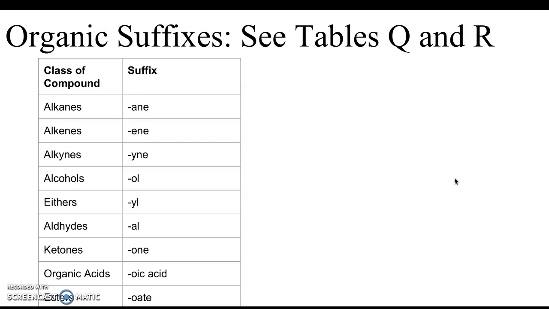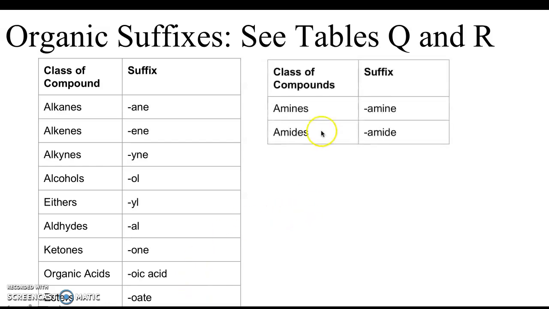This is a fully included list of suffixes that you could use. This is also in your reference table for tables Q and R. I'm going to focus again on the basics, so alkanes, alkenes, alkynes, but alcohols are going to have an OL ending, aldehydes an AL, and we're going to talk about some of these. Oic acid, so anything that ends with oic acid is our organic acid, and our next video is actually going to cover all of these, which are functional groups.